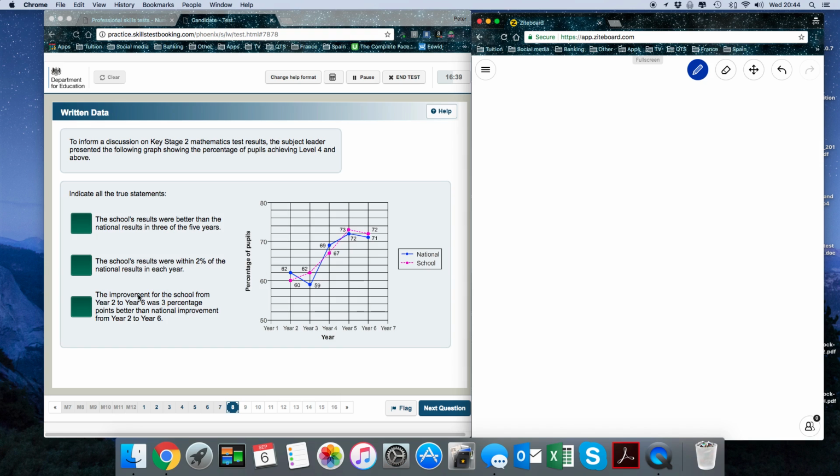So let's go and look at the statements. First statement says the school's results were better than the national results in 3 of the 5 years.